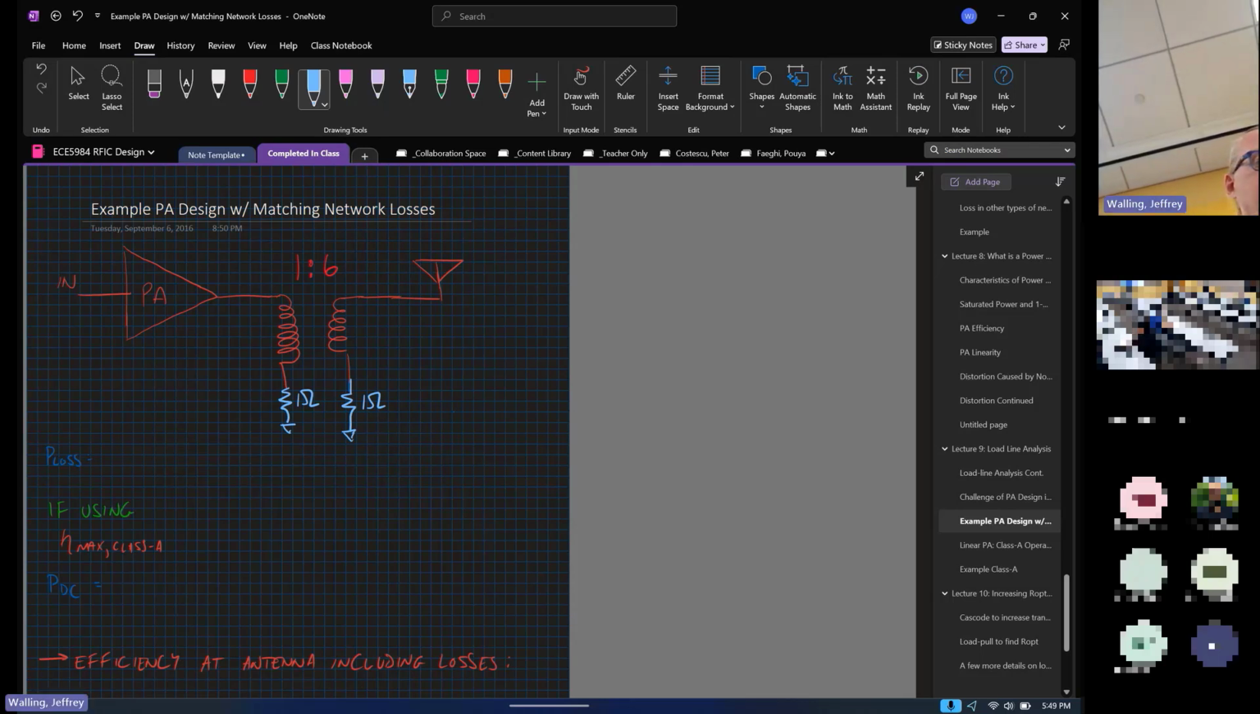All right, we want to radiate from this thing 300. I shouldn't say radiate from this because the antenna might have gain. We want to deliver at the antenna, which has a 50 ohm impedance. We want to deliver 316 milliwatts to the antenna.